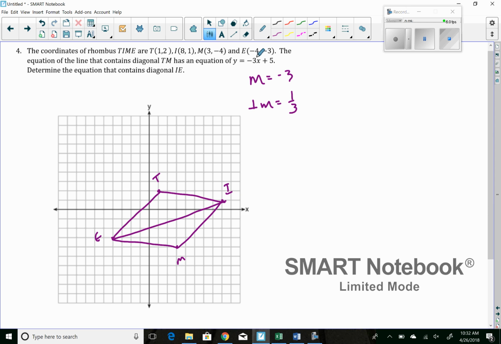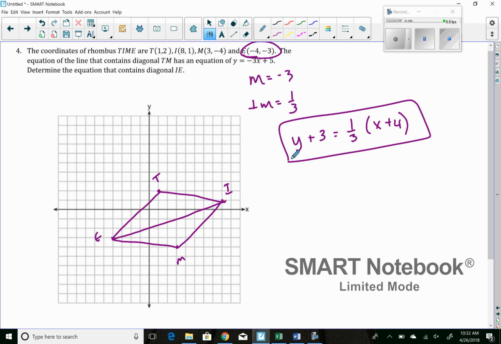So if I choose E, the equation is going to become y plus 3 is equal to 1/3 x plus 4. And again, it just says to determine an equation of the line, so that's good enough. You don't have to do anything else. If you really want to, you could distribute the 1/3 and subtract the 3 and get it equal to y, but you'll deal with a lot of fractions and it just becomes kind of messy. There's no need if it just asks you for the equation.